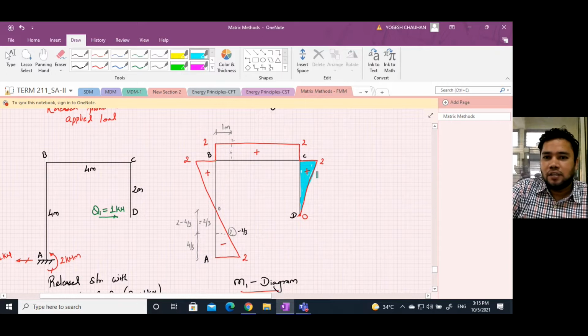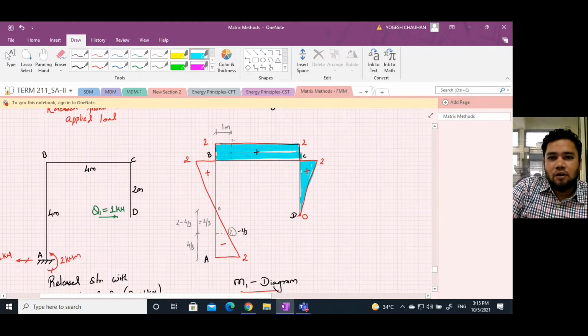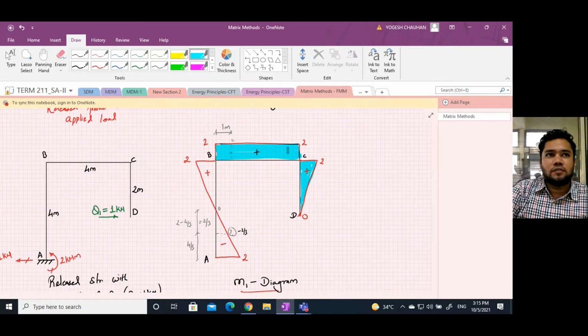So at 2 by 3, the ordinate will be 4 by 3. Okay, then you take this area, which is a rectangle, and find its ordinate in the same diagram, because it is M1 times M1. So for the first M1 you take the area, and for the second M1 you take the ordinate in that diagram. So here the CG will be at the center, and the corresponding ordinate in the same diagram is 2. So multiply 2 into 4 into 2.